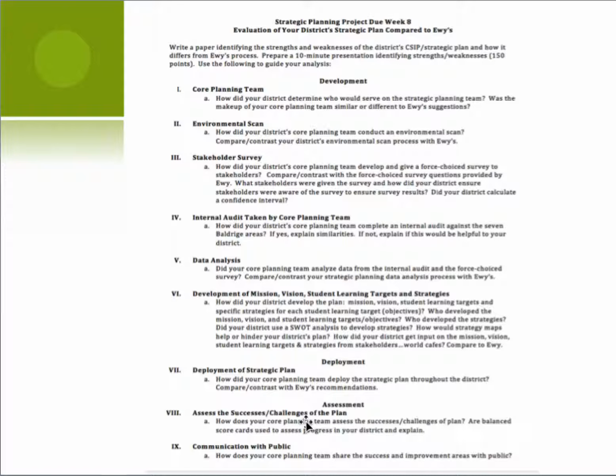As you know, the strategic planning process, if it's a part of continuous improvement, should be conducted much more than once every 5 years. It's a process, a cycle where you're continually assessing the successes and the challenges or the opportunity gaps that arise in your plans. So how does your core planning team assess those successes and challenges? Are balanced scorecards used to assess progress in your district? Please explain. And then lastly, how is that plan communicated with the public in terms of its successes and its challenges once all of that has been assessed?